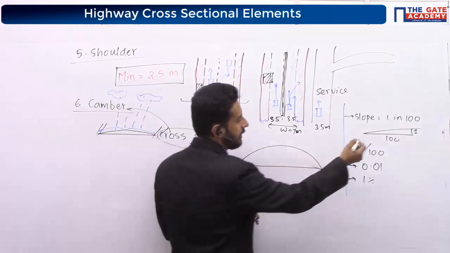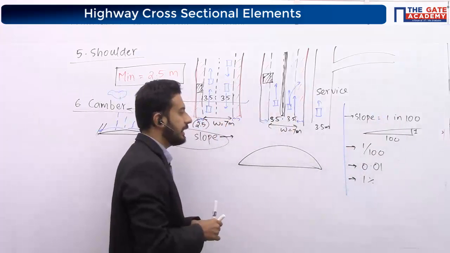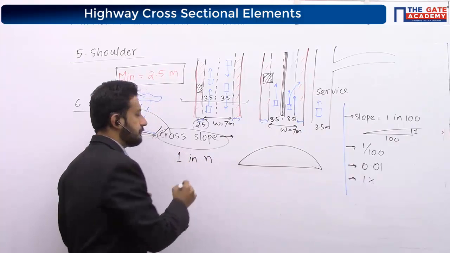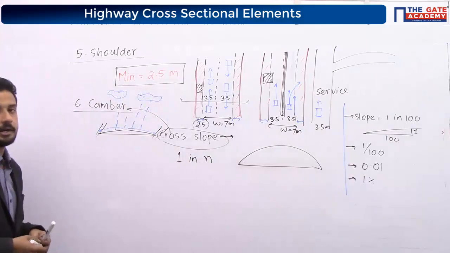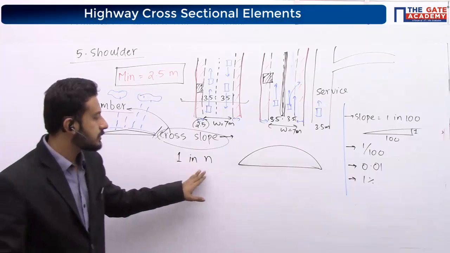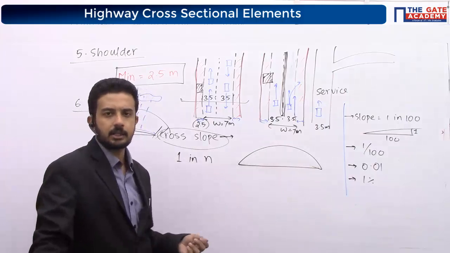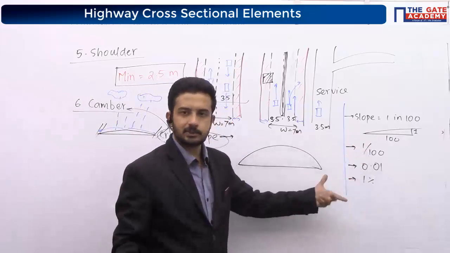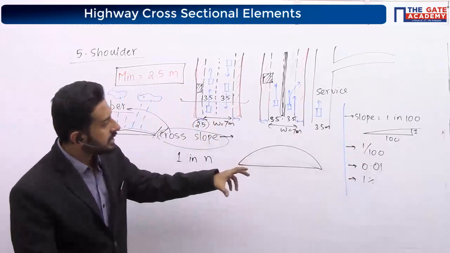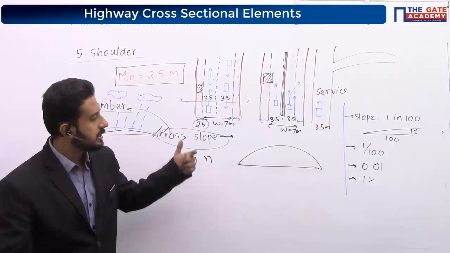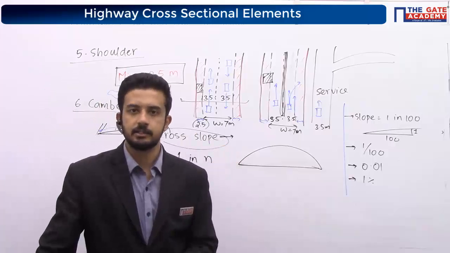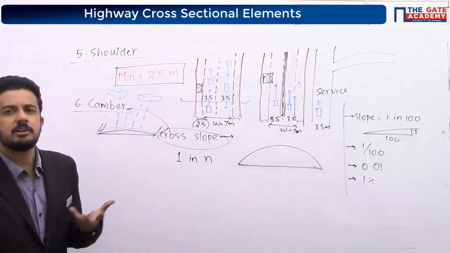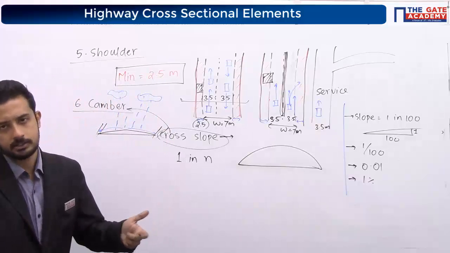1 in 100, or simply, I can tell some 1 in n form. 1 in n: 1 in 50, 1 in 40, 1 in 100, like that. Sometimes you will see the cross slope or any slope represented like this. Sometimes they will represent it like this, 1 by something. Sometimes they will give you decimals. Sometimes they may give you a percentage. Okay, keep those basic ideas in your mind. In any form they can give you the slopes.